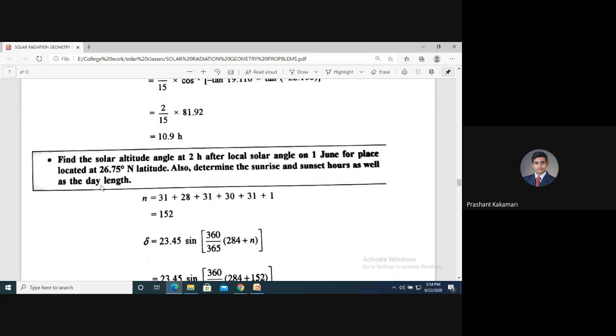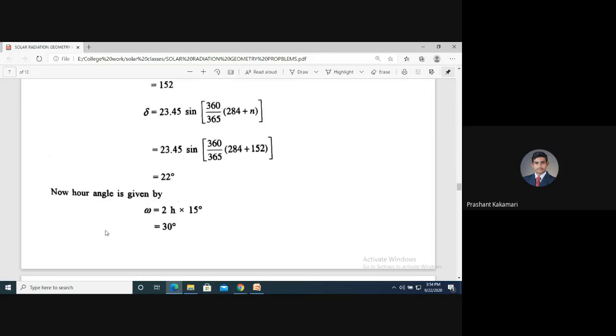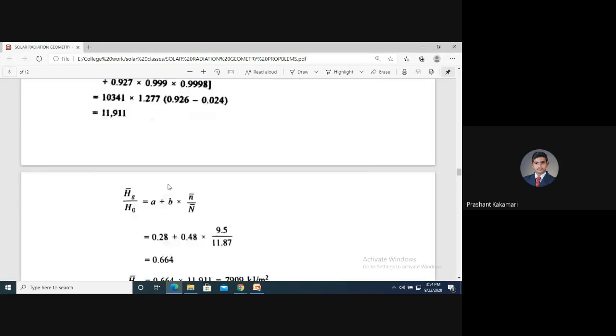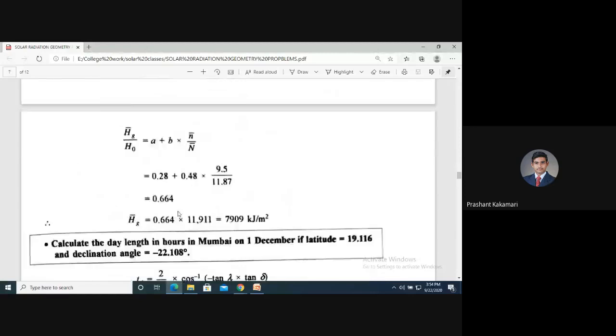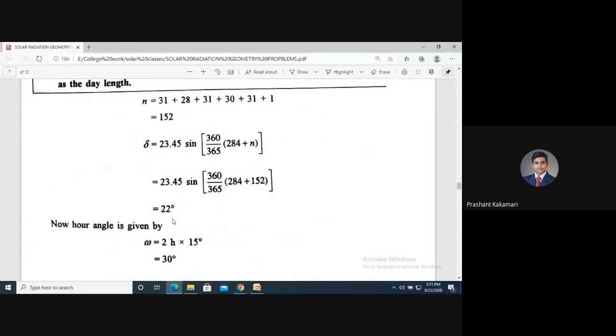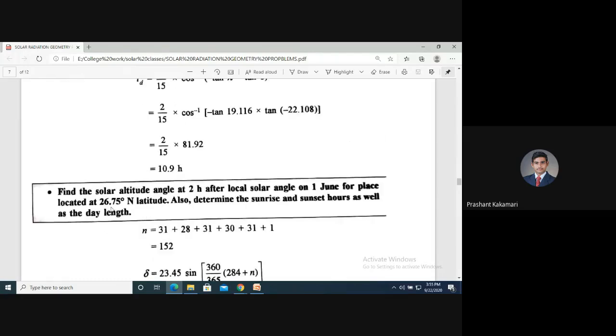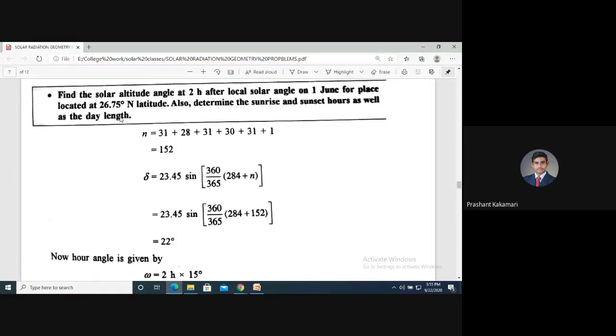So all of you know how to find out declination angle. I will not explain about that on June 1st. How you find out, it is left to you. So n is 152, declination angle they got 22 degrees. So as earlier also 22 degree, okay, sorry, 22 degree here it is declination angle. Earlier it was angle phi. So phi angle here it is 26.75 degrees. So if it is in minutes, you need to convert in degrees. So that should be careful.